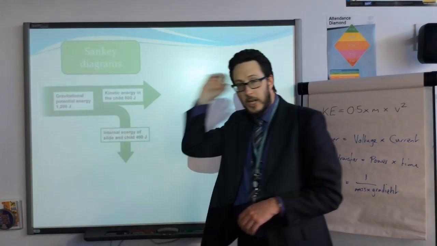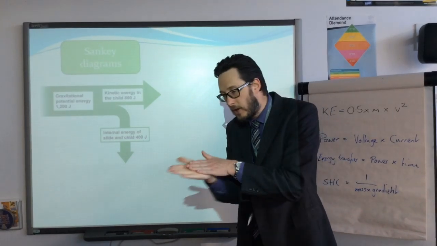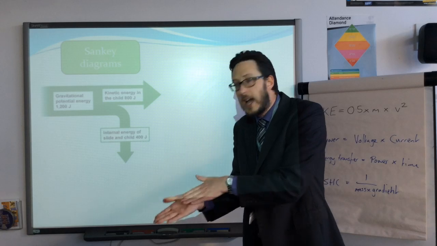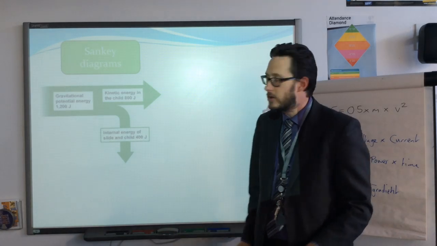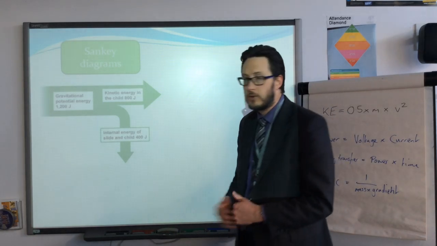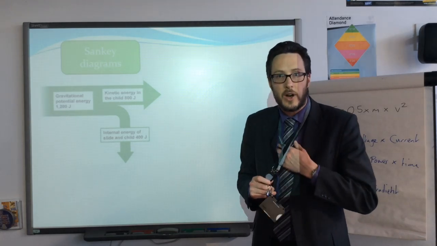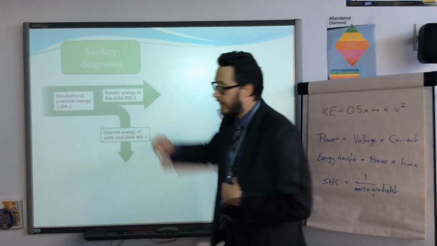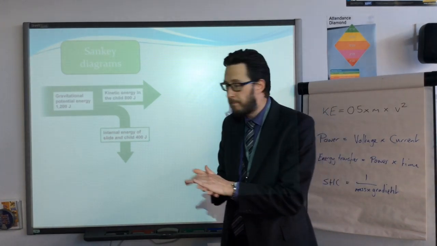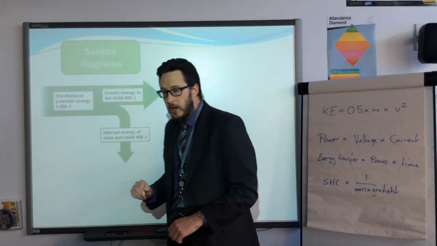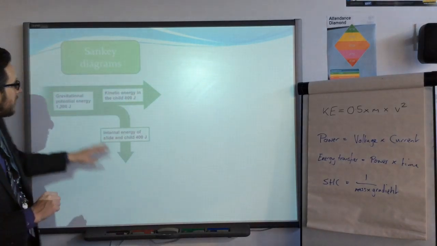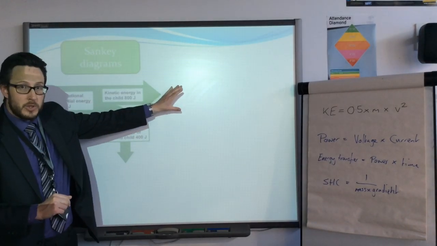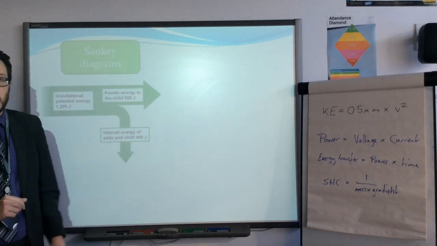So internal energy of the slide and the child. Both the slide and the child will warm up slightly because of the friction as you go down the slide. That's 400 joules that is lost via that. So that slows them down, because less of this energy is transferred to kinetic energy, so they go slower. A Sankey diagram represents that energy transfer, and usually this shows the energy that's being used, and this shows the energy that's being lost.